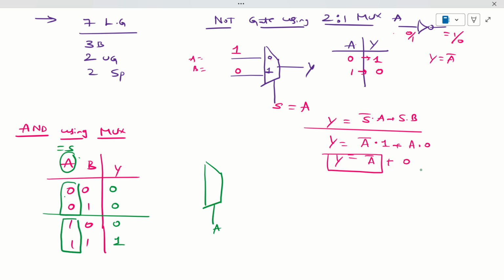So if A equals 0, then B is 0, output is 0; B is 1, output is 0. This means the output is constant: whatever the input B is, either 0 or 1, the constant output should be 0.